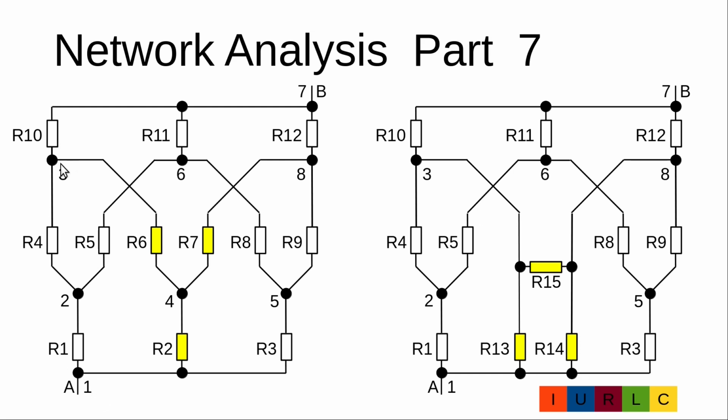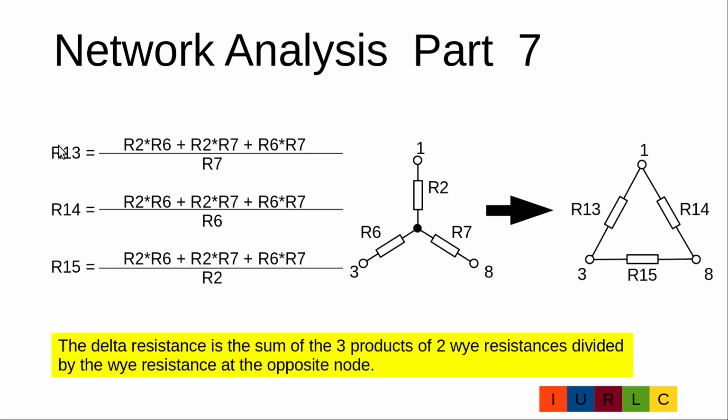In the first step we will transfer the Y resistors R2, R6 and R7, which are on the nodes 1, 3 and 8, to the new delta resistors R13, R14 and R15. With these three formulas we can calculate R13, R14 and R15.